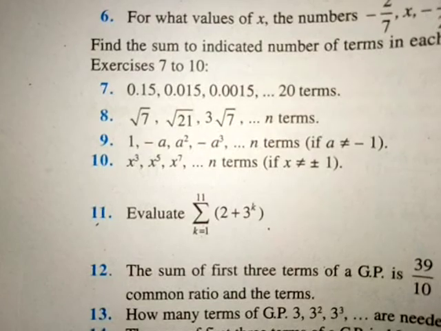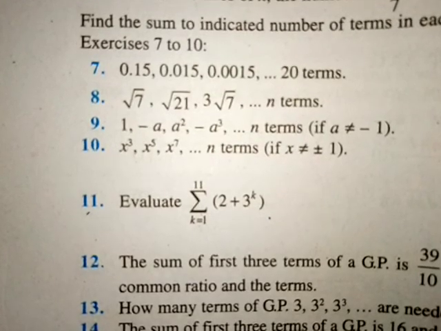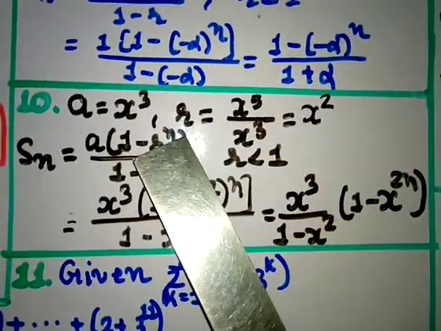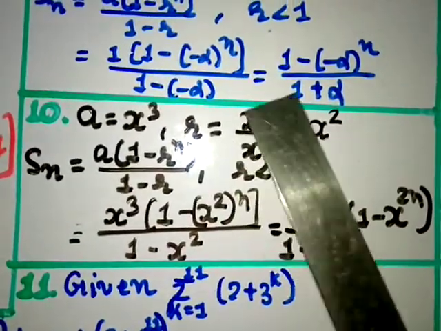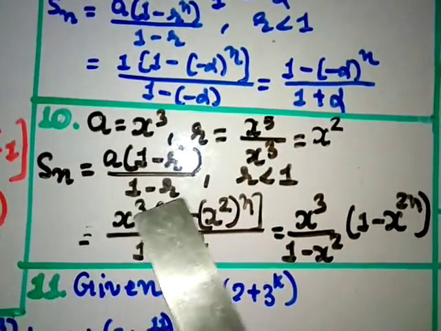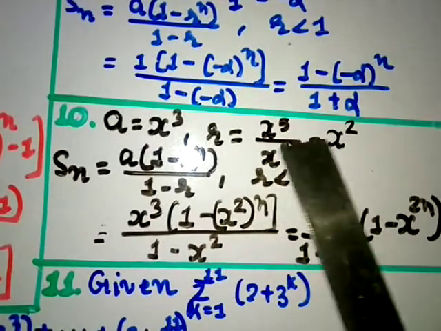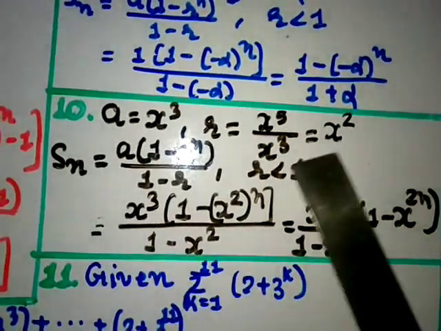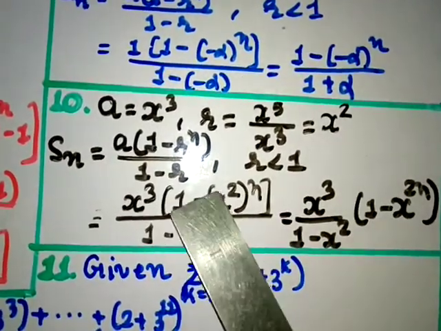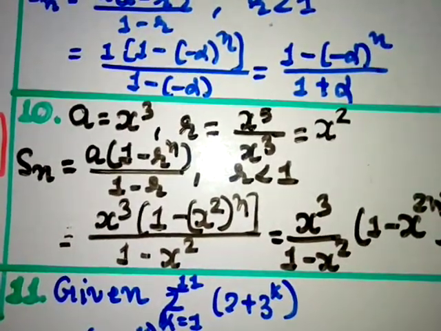Question number 10. X cube, x power 5, x power 7 and so on up to n terms, if x is not equal to plus or minus 1. Here the first term a equal to x cube and the ratio r equal to x power 5 by x power 3. If you simplify, you get x square. Sn, that is sum, equal to a into 1 minus r power n divided by 1 minus r, r less than 1. Put the value, a value as x cube into 1 minus r is x square power n divided by 1 minus r, that is x square, equal to x cube divided by 1 minus x square, here 1 minus x power 2 into n, so x power 2n. So that is the sum up to n terms of the given GP.